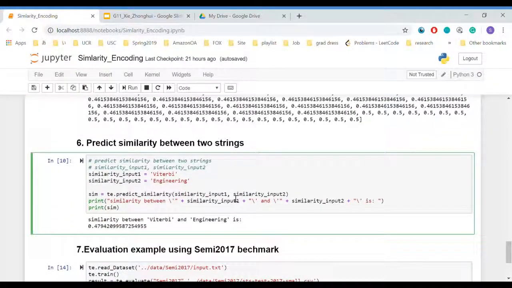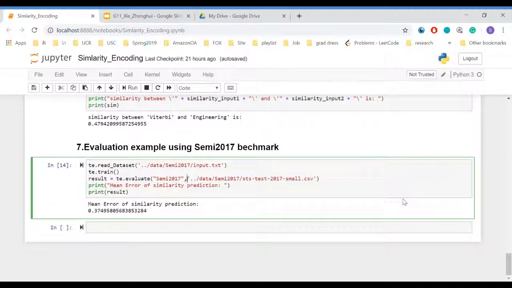We can also predict the similarity between two strings. We predict the embedding of each of them and take the comparison similarity of the two embedded vectors. For the terms Viterbi and engineering, the similarity between them is around 0.5.